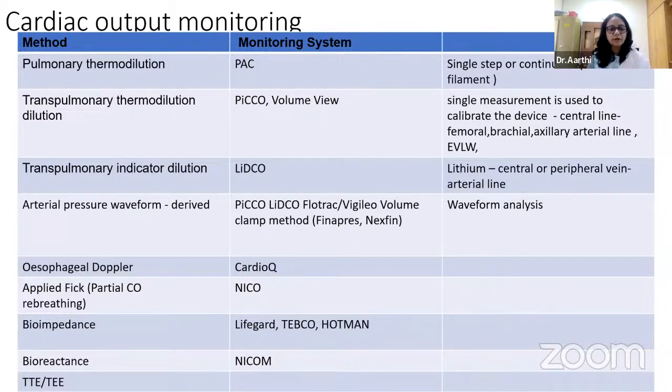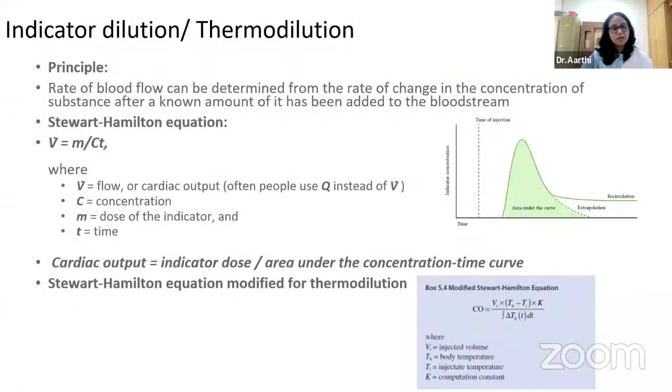There are other monitors as well. I'll just brief about it. Esophageal Doppler and partial carbon dioxide rebreathing circuits. And I think the non-invasive hemodynamic monitoring will be more emphasized on the bioimpedance, bioreactance, etc. And also the gold standard, the transthoracic and transesophageal echoes, are monitors which provide valuable information about the cardiac output and hence the hemodynamic status of the patient. So let's just brush up our knowledge about the basics of these few parameters which are used in the hemodynamic monitoring devices.